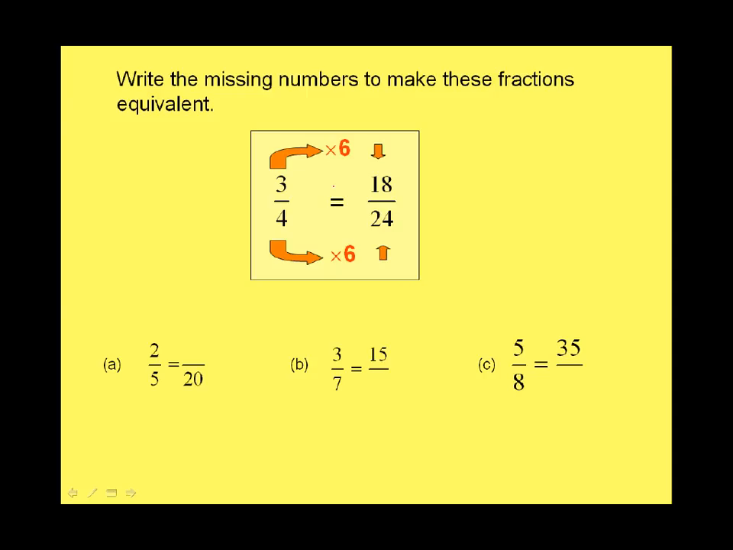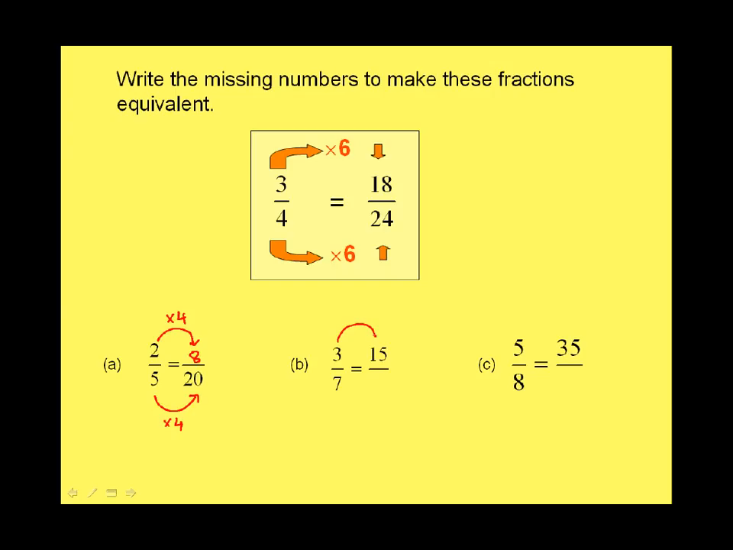So whatever we do on the top, we have to do the same thing on the bottom, or whatever we do on the bottom, we do the same thing on the top. So if you look at question A here, when we go from 5 to 20, we're multiplying the number 5 by 4. So we have to do the same thing on the top, multiply this number 2 by 4. So 2 times 4 is 8.